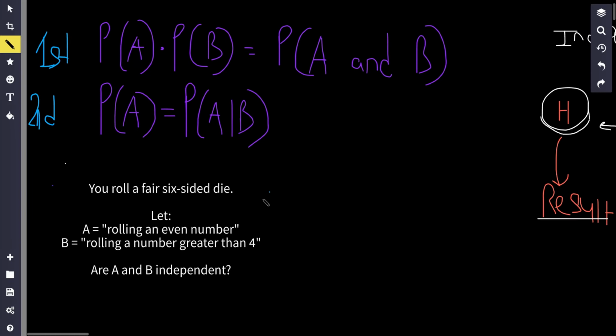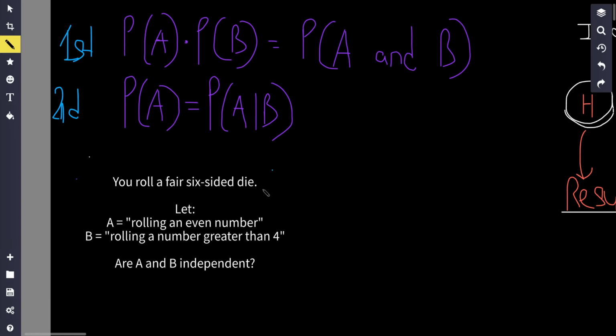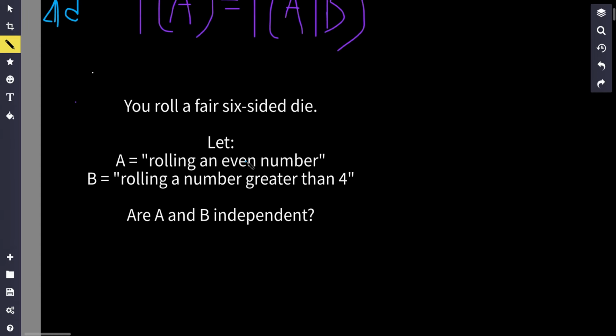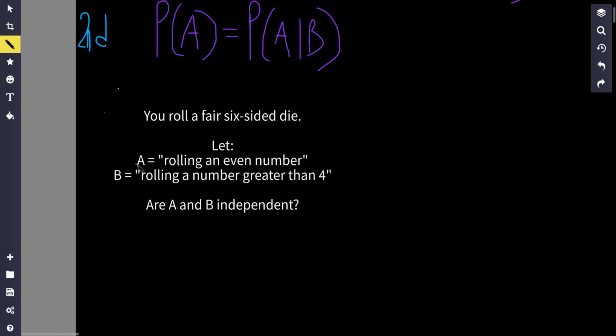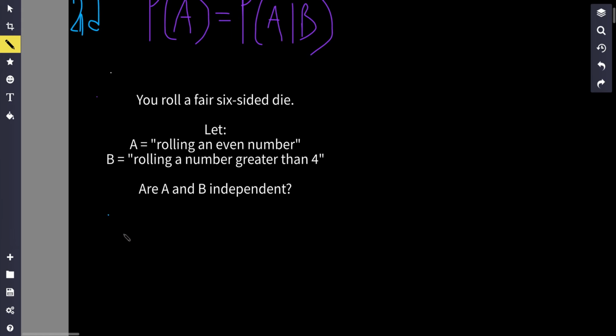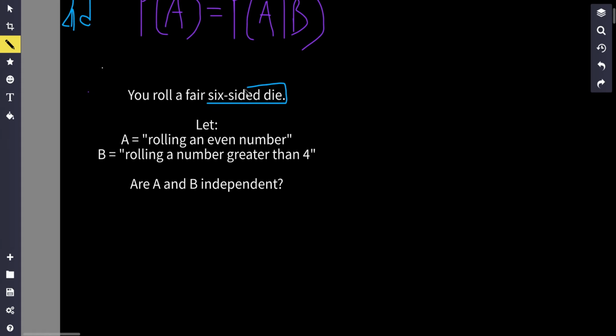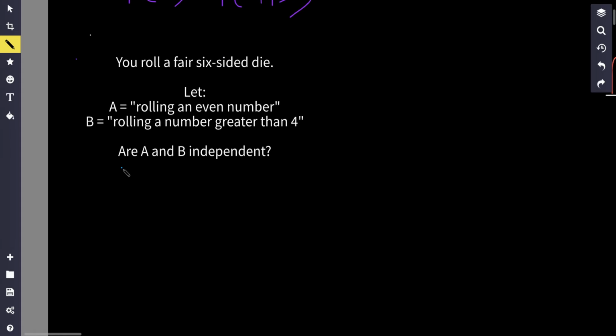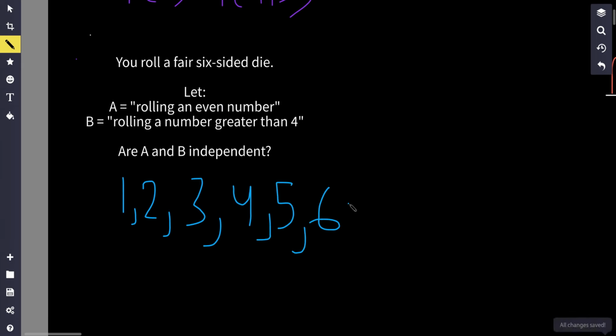So let me give you an example of what I mean. Let's say I have a fair 6-sided die, and let A be rolling an even number, and B be rolling a number greater than 4. Are A and B independent of each other? Well, what's the probability? I have a 6-sided die, so I have 6 outcomes, right? I could land on 1, 2, 3, 4, 5, or 6.